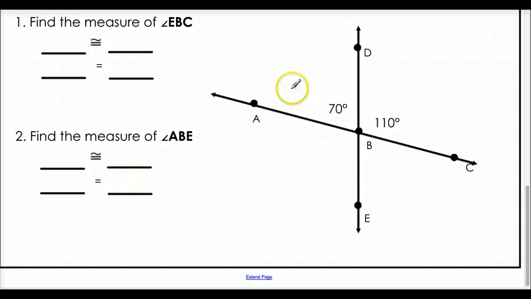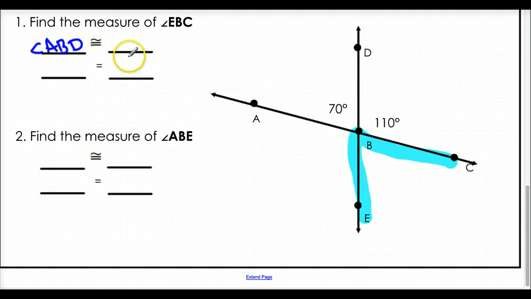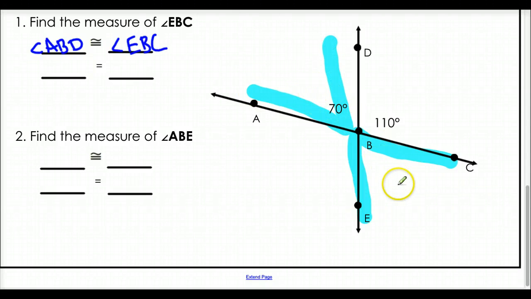Now we've got some challenges here. We want to find the measure of EBC. EBC is this angle right over here. Now, if we look, EBC is opposite ABD. So I can write a little congruent statement because these are vertical angles. I would say angle ABD is congruent to angle EBC. Why? Because they're vertical angles. ABD is right here. ABD is opposite EBC. So now I know they're congruent.